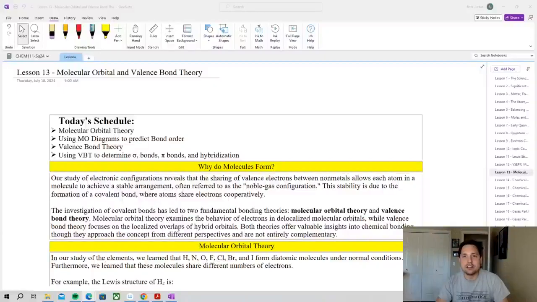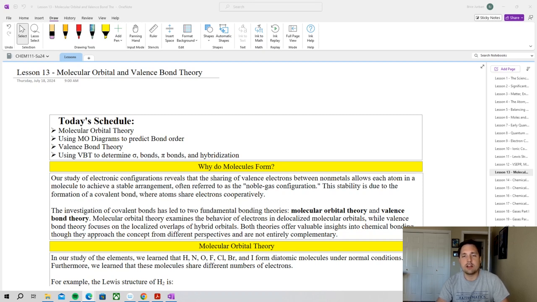Welcome back, everyone. Today, we're going to be covering the theory of covalent bonding, and in this lesson, which is optional but highly encouraged, you'll learn all about molecular orbital theory and valence bond theory. I'll start with molecular orbital theory, which is a way that we can understand how electrons are delocalized across an entire molecule and give rise to new types of orbitals called molecular orbitals.